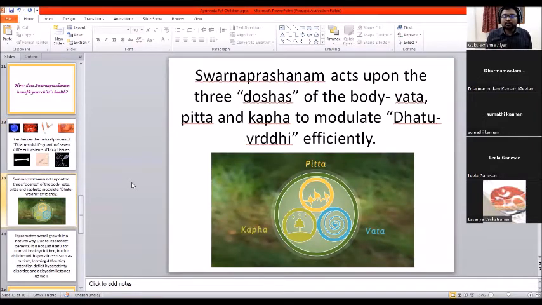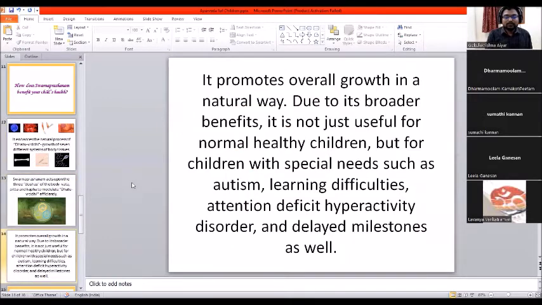So Swarnaprashanam acts upon the 3 doshas of the body, and by acting upon the 3 doshas, it modulates Dhatu Vriddhi efficiently. And Swarnaprashanam promotes overall growth in a natural way. And because it has a lot of benefits, it is not just useful for normal healthy children. So that is the reason it is also very, very essential for children with special needs like autism, learning difficulties, ADHD, as I told you, and then delayed milestones, and even for children with conditions like cerebral palsy.